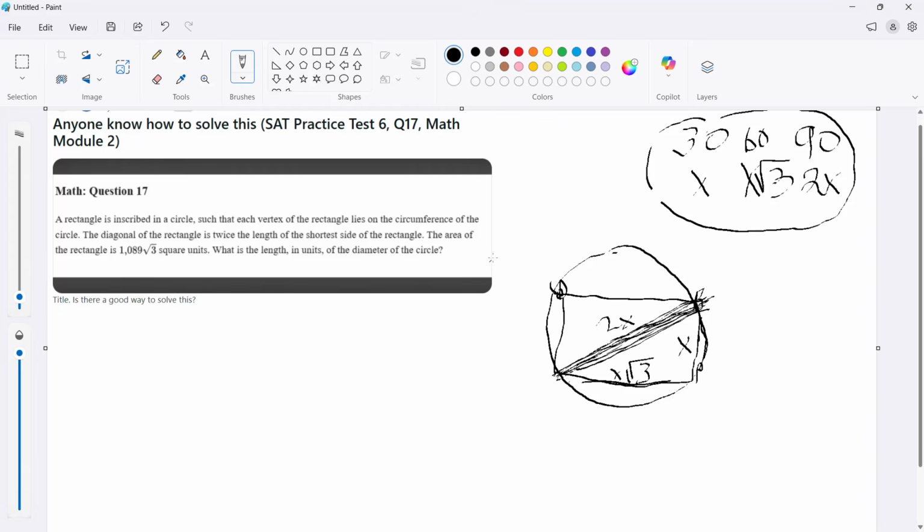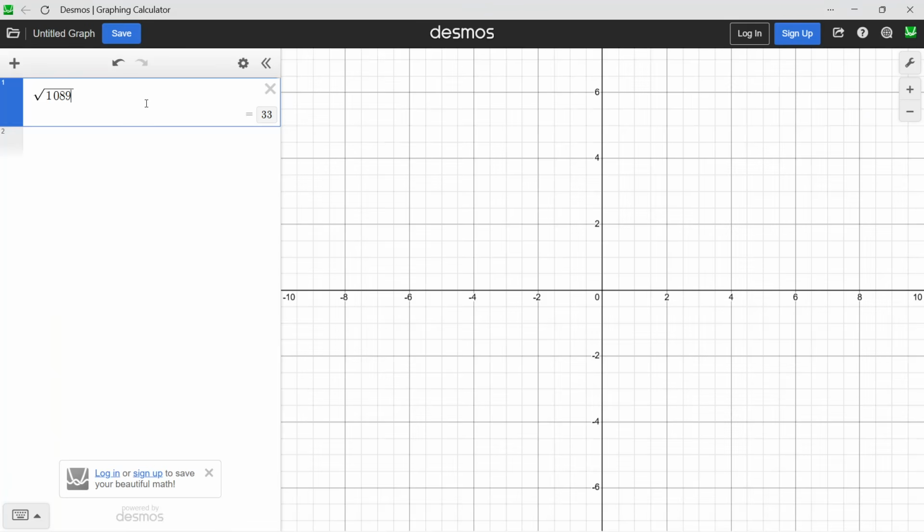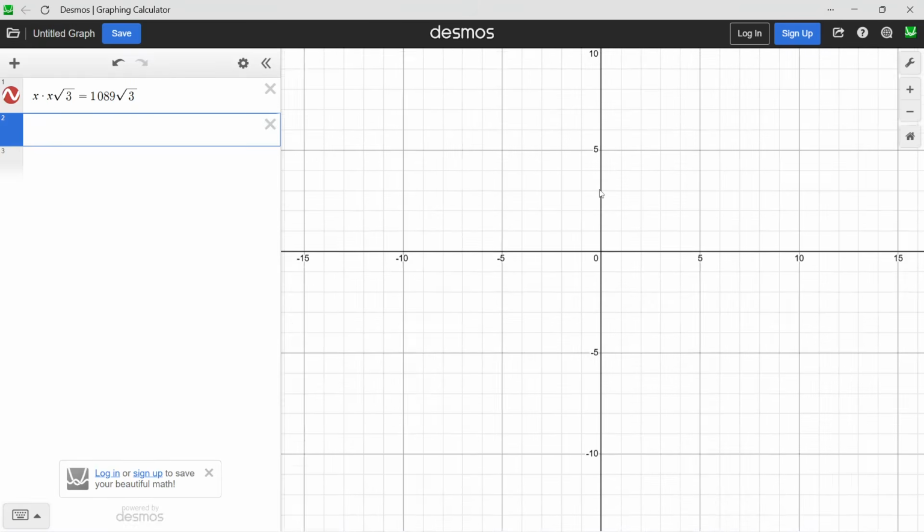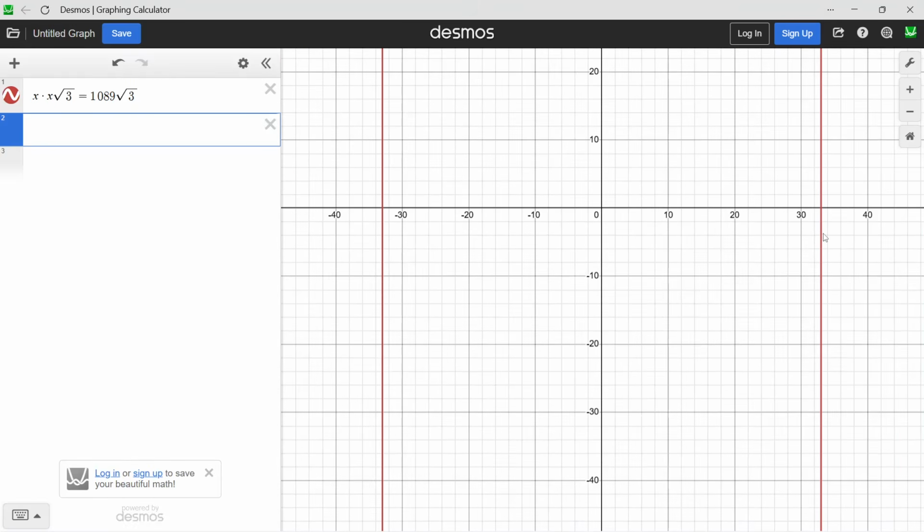So I'm just going to bring up Desmos, and I'm going to put x times x square root 3 equals 1089 square root 3, and then it should give you my answer. There it is. It shows 33.